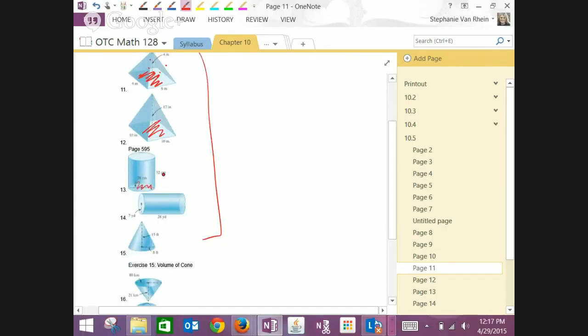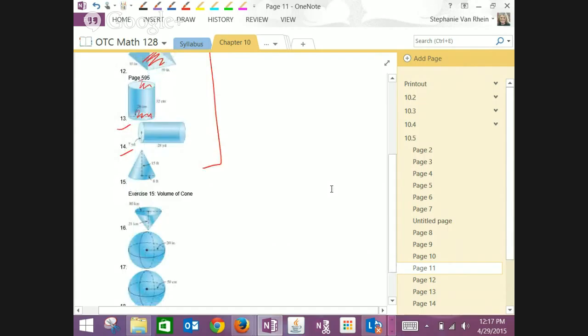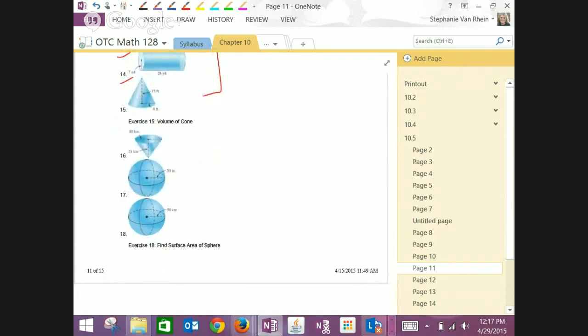Here, the surface area is the top plus the bottom plus the lateral surface area, which is still length times width, or base times height. But here, the base is the circumference of the circle, and the height is given as 32. It doesn't matter which orientation it is. If it's laying up or down, you're going to calculate the surface area the same. And then surface area of a sphere is pretty straightforward.